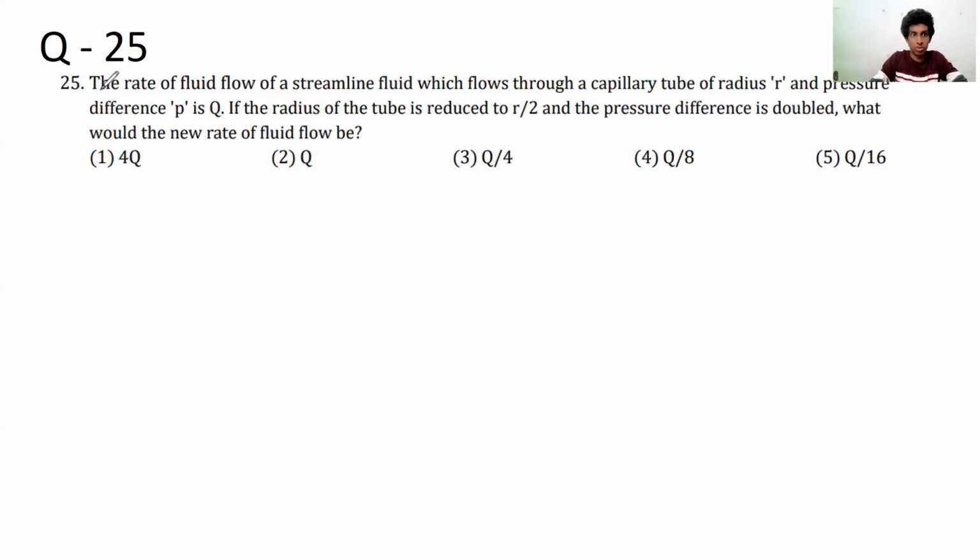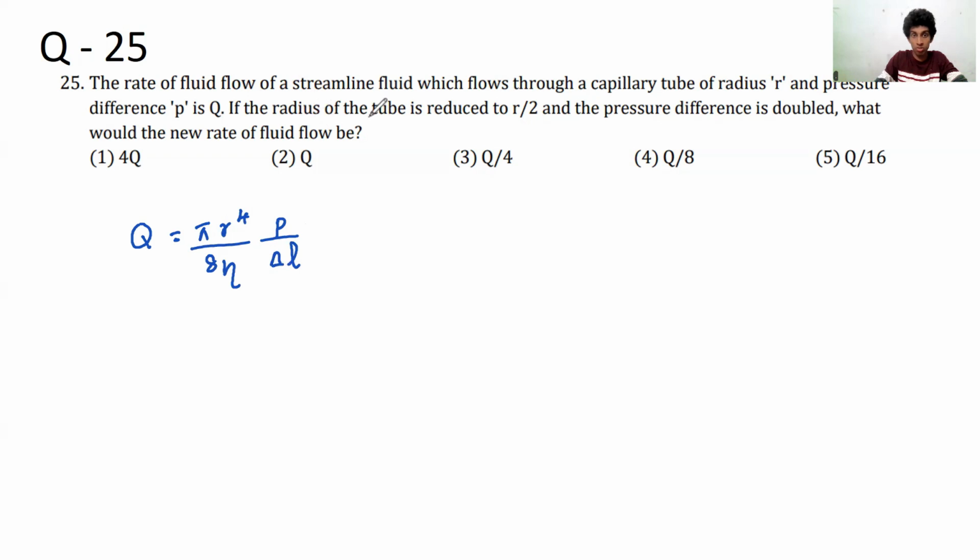Question number 25. The rate of fluid flow of a streamlined fluid which flows through a capillary tube of radius r and pressure difference P is Q. If the radius of the tube is reduced to r over 2 and the pressure difference is doubled, what would the new rate of fluid flow be? So you can easily solve this using the Poiseuille's equation. So that is Q equals pi r to the power 4 over 8 eta into P over delta L.